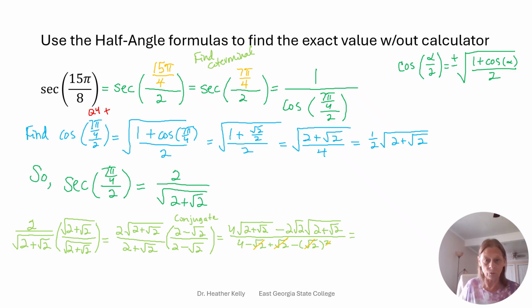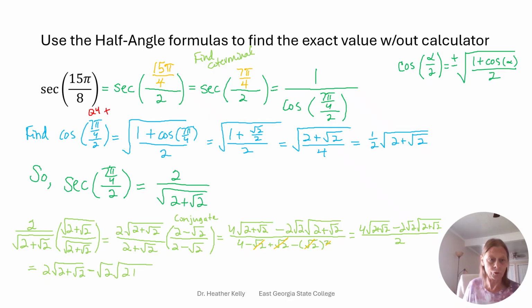And so that's going to equal this on top, 4 square roots of 2 plus the square root of 2 minus 2 square roots of 2 square roots of 2 plus the square root of 2 all over. And what's this denominator going to be? 4 minus 2 is 2. So let's keep on simplifying that. So that means that the numerator is 2 square roots of 2 plus the square root of 2 minus the square root of 2 times square root of 2 plus the square root of 2.